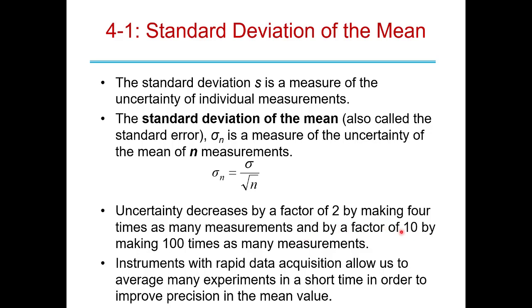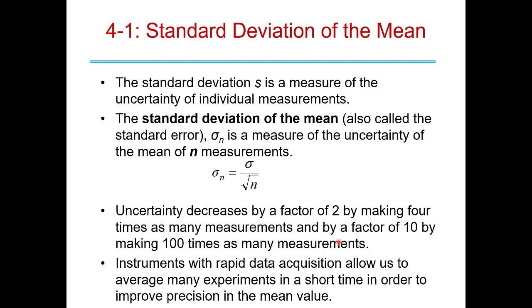We can cut our uncertainty by a factor of 10, make it go down 10 times, by doing 100 times as many measurements. Well, that's really painful to do unless we have an instrument that is automated. So we have instruments with rapid data acquisition. They let us average many experiments in a short time, and we can improve the precision in our measurements simply by taking more of them in a short time. That's difficult to do if you're having to do titrations over and over. 100 titrations is not fun.